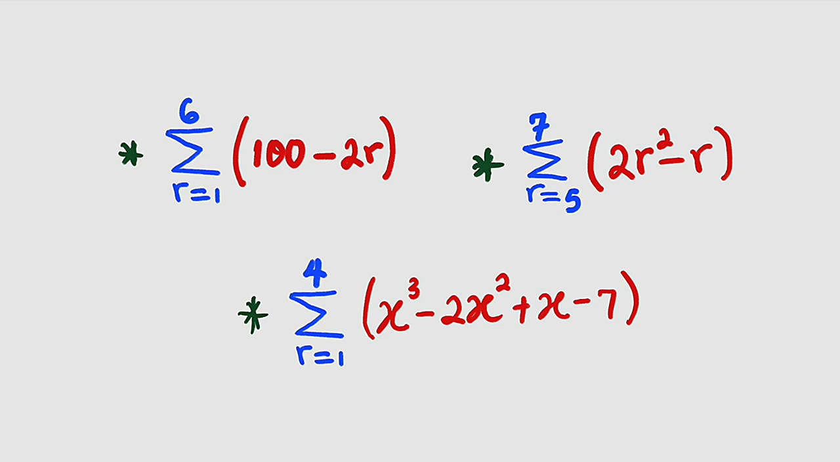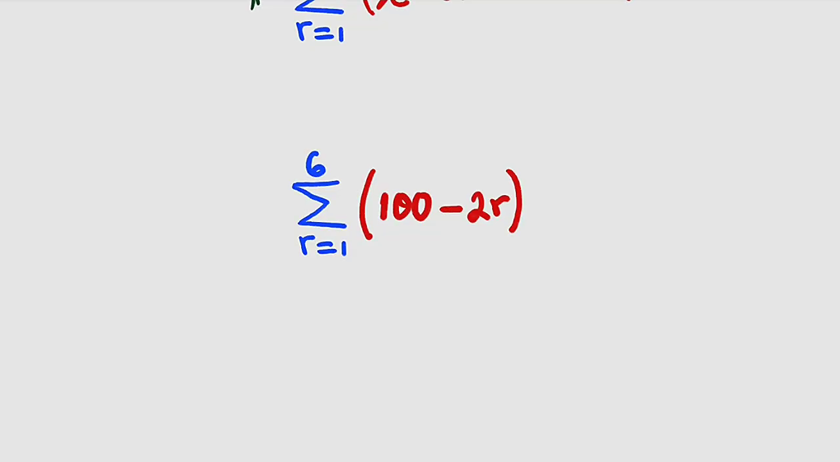If you remember in our previous lesson, I showed you the formula to apply whenever you are given a summation. And we are going to apply those formulas in simplifying or evaluating these summations. Let's get started with the first one, which is the summation of 100 minus 2r, for which r begins with 1 and stops at 6. All right, here's our first problem.